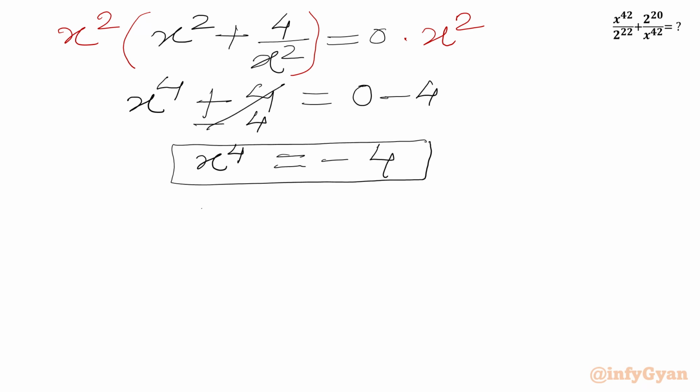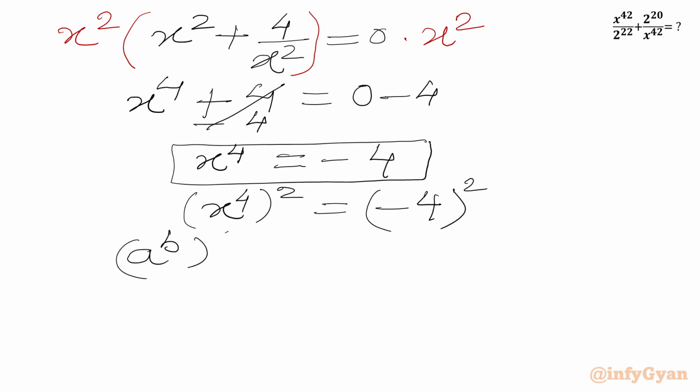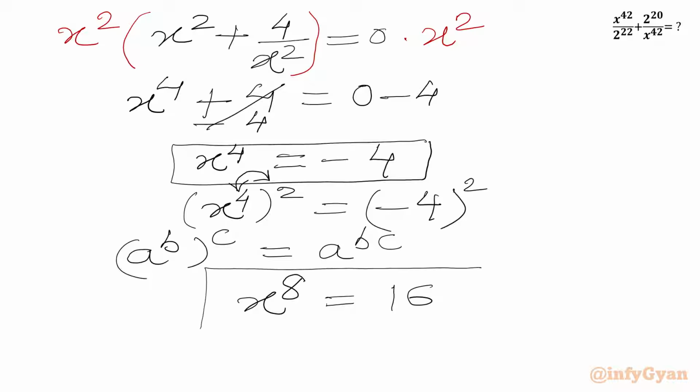Now we will be squaring both sides. So x power 4 whole square will be equal to minus 4 whole square. Now we know the power rule, a power b whole power c can be written as a power b times c. So we will multiply these two powers and we will get x power 8 equals minus 4 times minus 4, which becomes plus 16. x power 8 is 16, and x square plus 4 over x square is 0. Let's say this is the second equation.